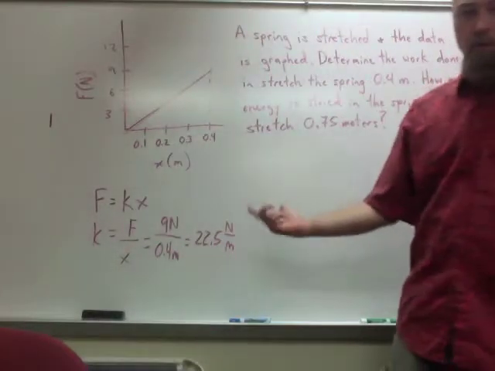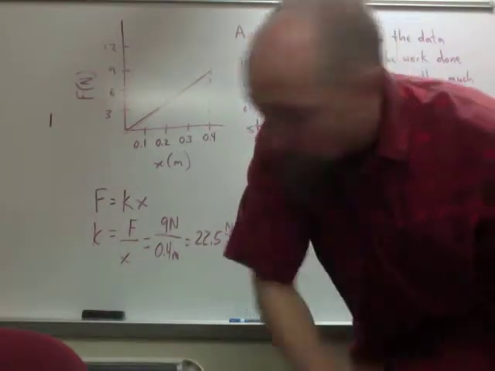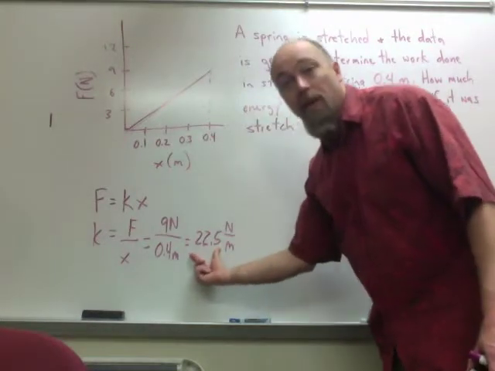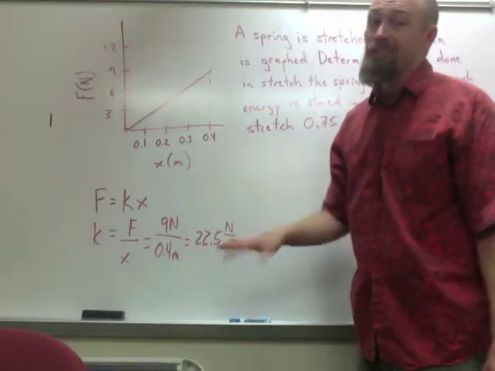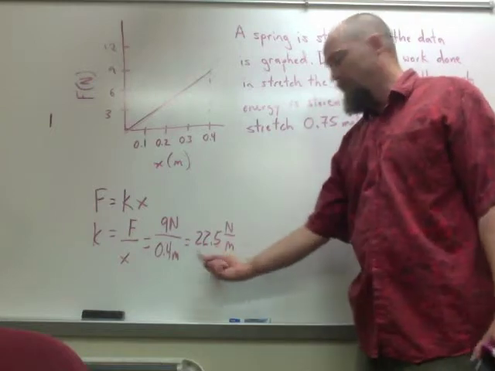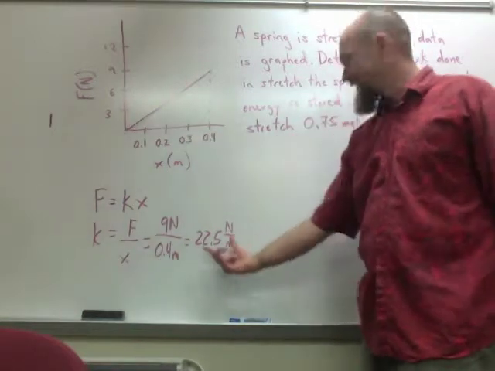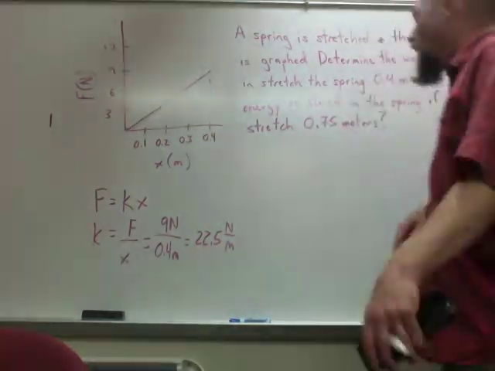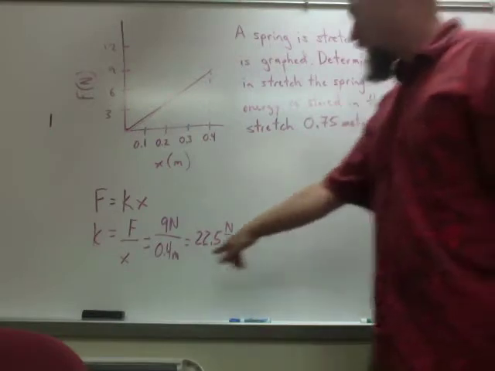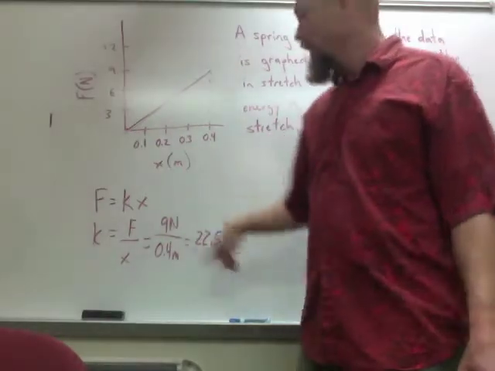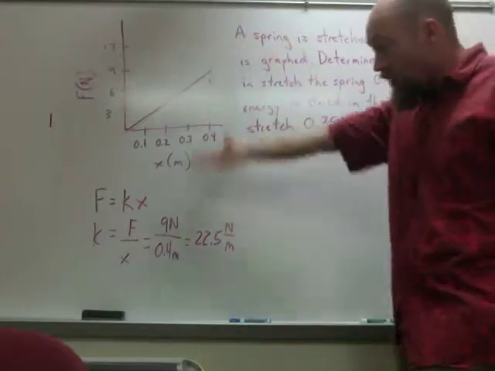What this means is if this spring was stretched 1 meter, it would require 22.5 newtons. Okay, which is actually a pretty weak spring, because 1 meter is pretty far, and that's not that much force. But anyway, that's okay. That would be our spring constant. Remember, that's the slope.